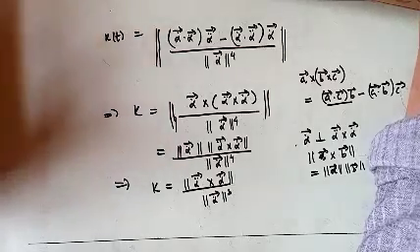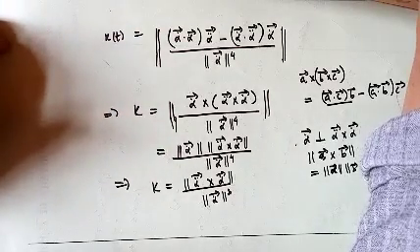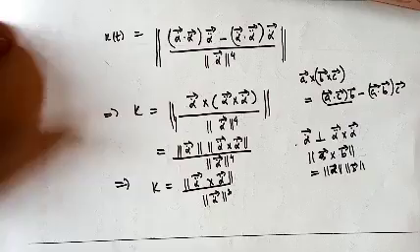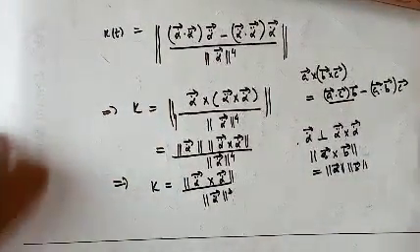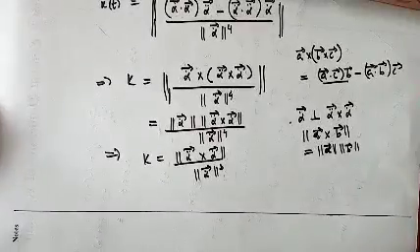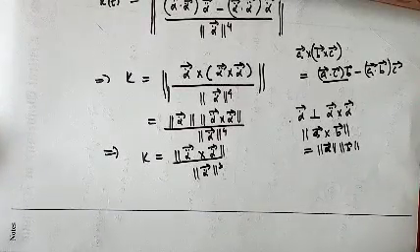In case it is a unit speed parameter, there is no problem. From the definition we will get that it is the modulus of the second derivative with respect to the parameter.